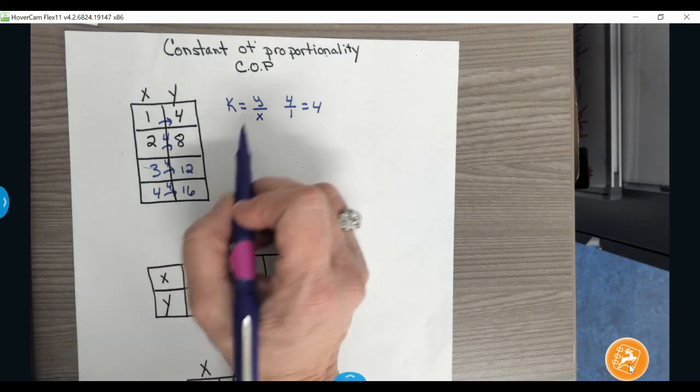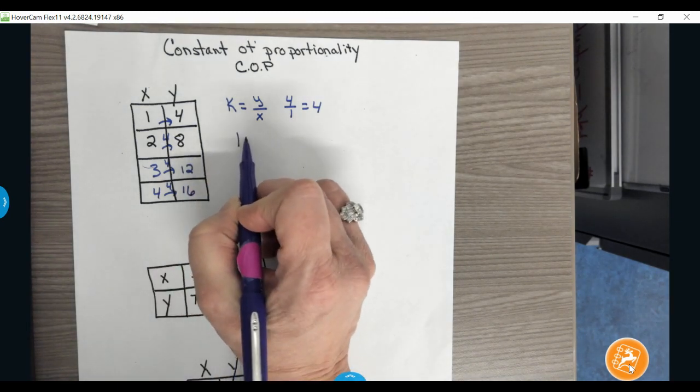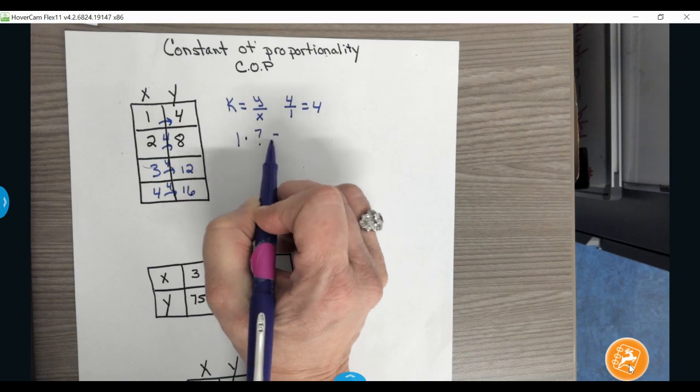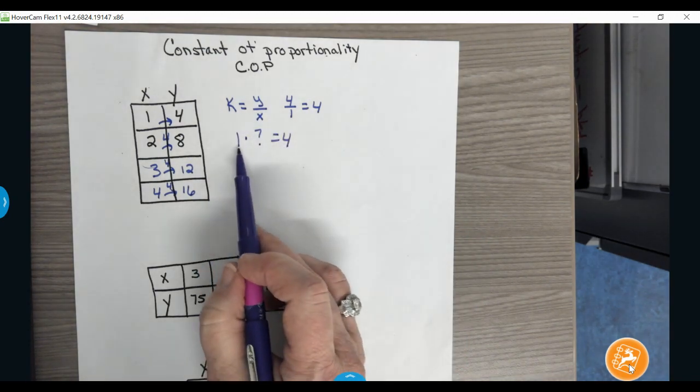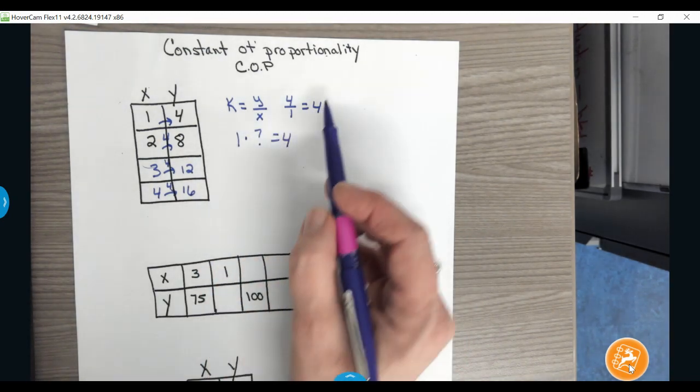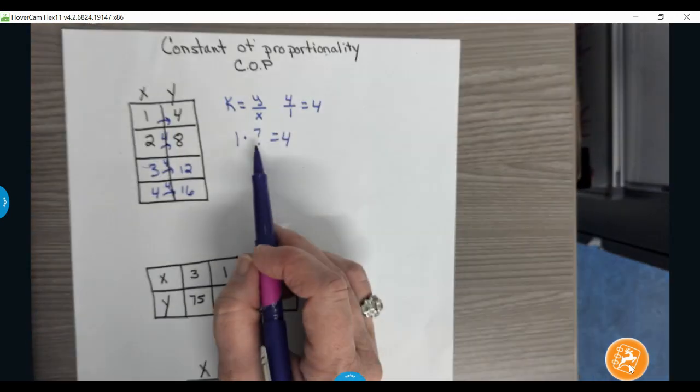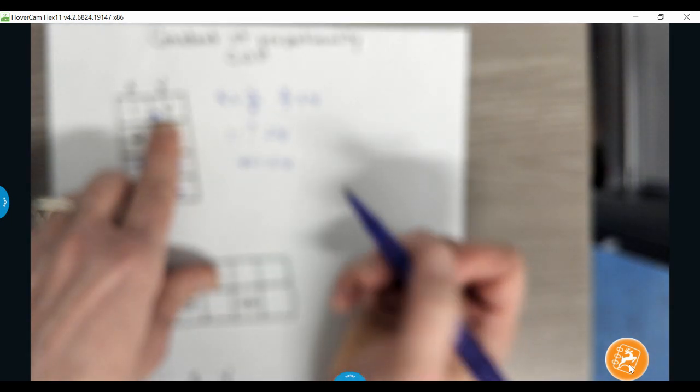Another way to think about it is what is 1 times something needs to get me 4. And if you can see that in your head, then you know that it is a constant of 4. If you can't see it, that's why you do the division of 4 divided by 1 to get you 4. Okay, so there's a couple different ways to figure out what that constant is. Alrighty, now let's look at the table.